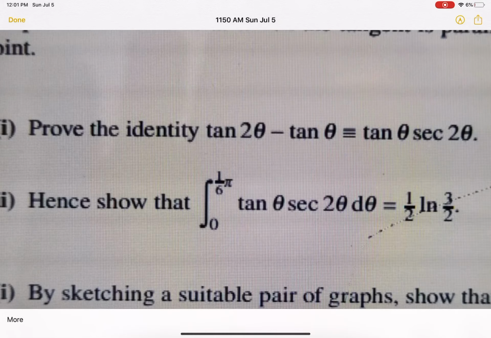Okay, so we got a question regarding trigonometric identities followed up by integration. In part 1, it says prove the identity tan 2 theta minus tan theta is identical to tan theta sec 2 theta. So I'm going to prove this by simplifying the left hand side.